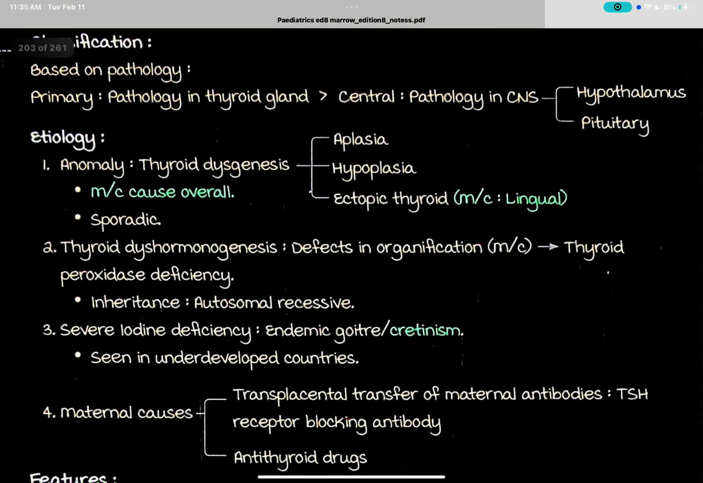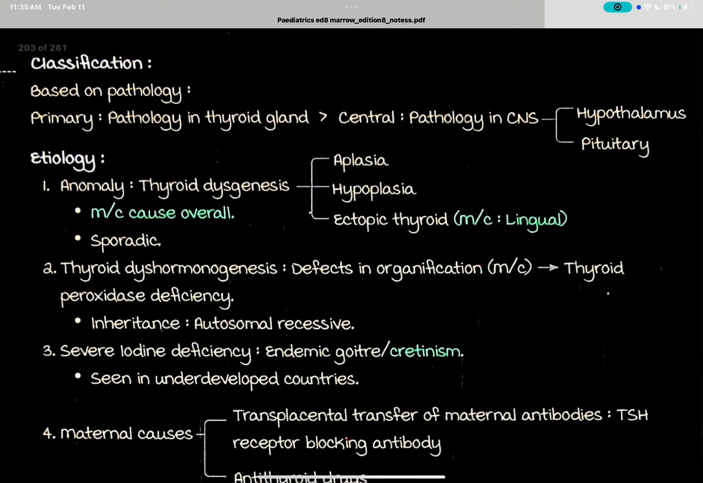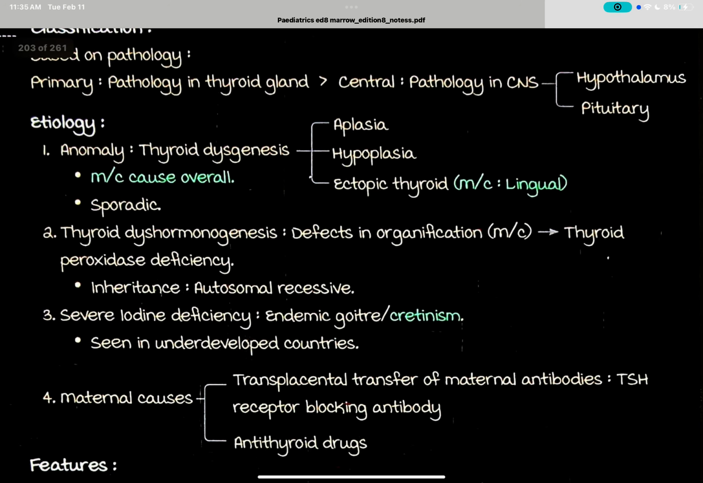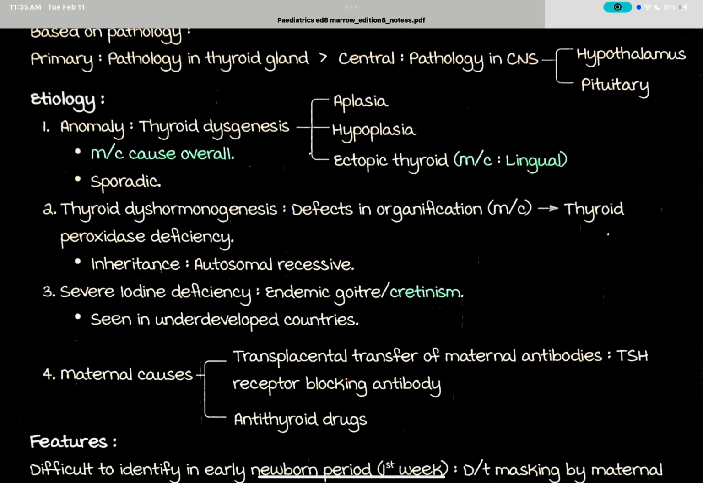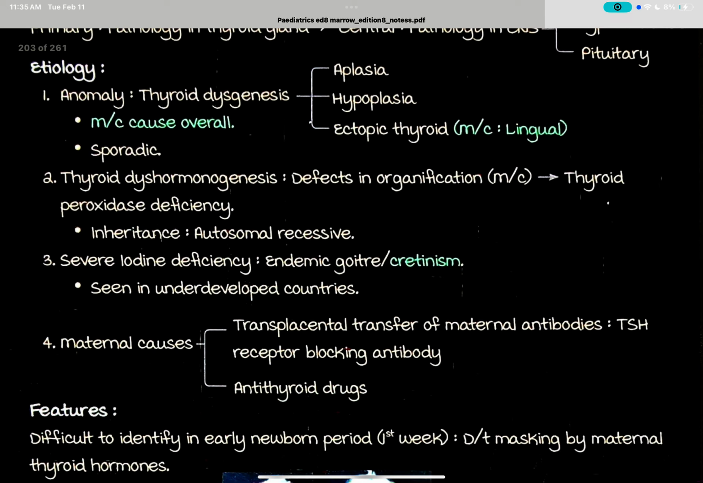Classification based on pathology. Primary pathology in thyroid gland is more common than central pathology in CNS like hypothalamus or pituitary. Etiology: thyroid dysgenesis like aplasia, hypoplasia, ectopic thyroid, most common lingual. Most common overall is also thyroid dysgenesis, and it's sporadic.